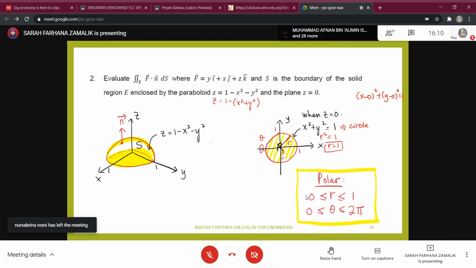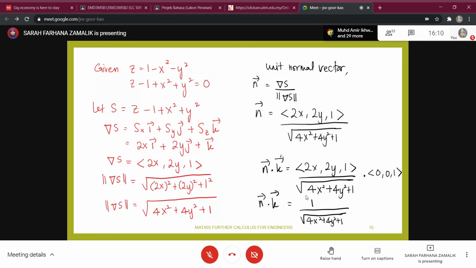Okay, so ni senang je sebab di circle polar starts, the radius starts from 0 until 1. It is bounded by radius 0, 1 and then theta dia 0 until 2 pi. So yang ni senang je. And then buat apa? Yes, calculate your double integral, the surface integral.